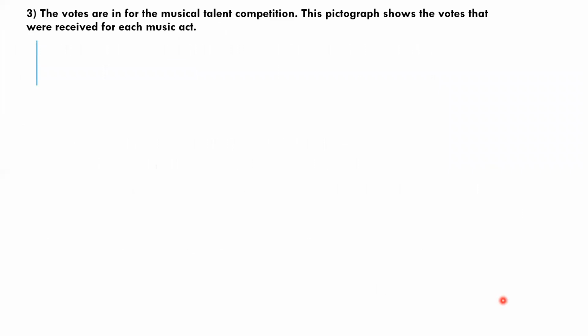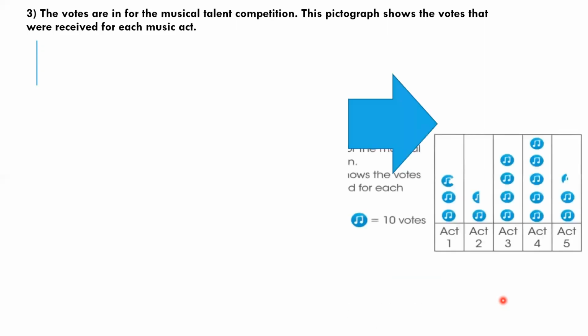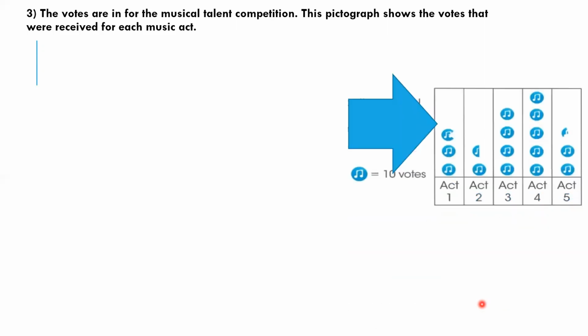The votes are in for the musical talent competition. This pictograph shows the votes that were received for each music act. Let's see the pictograph. So this is the pictograph where you can see Act 1, Act 2, Act 3, Act 4, Act 5. And the scale says that this one musical symbol resembles 10 votes, or this one musical symbol means you need to count it as 10. Okay, let's see what we need to find out from here.